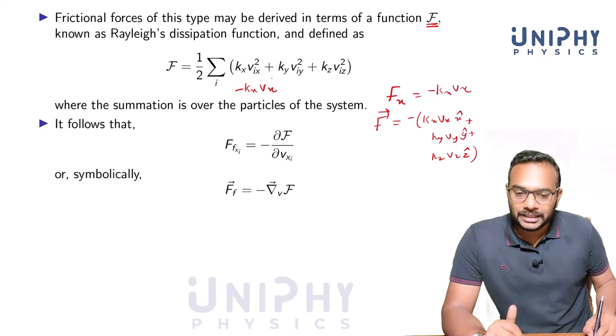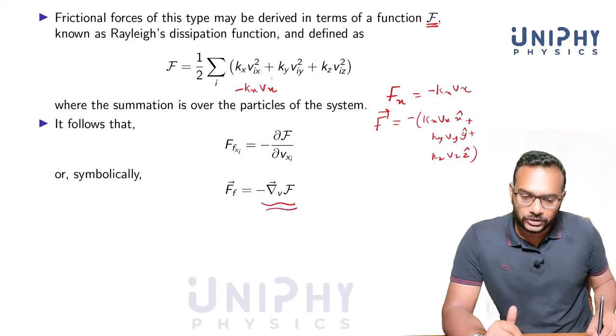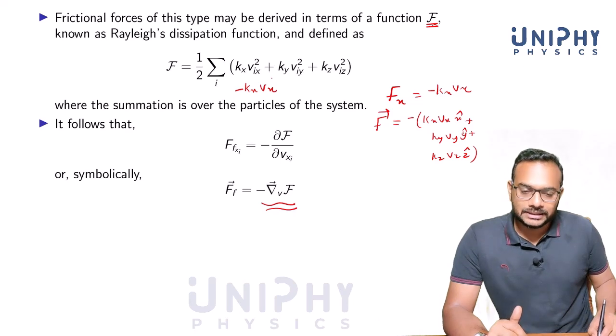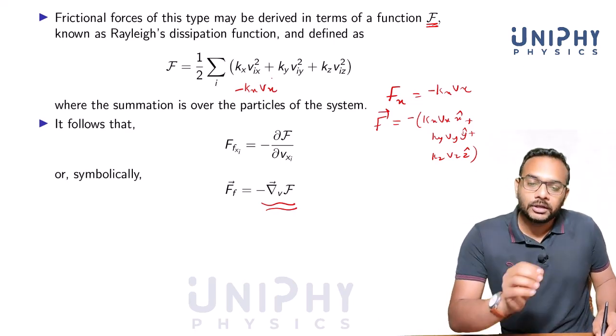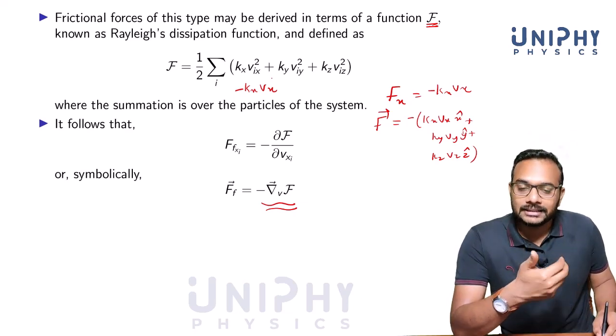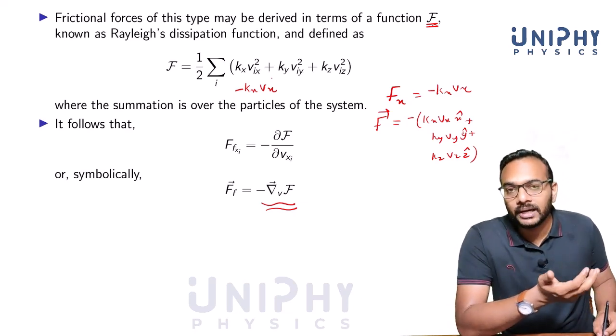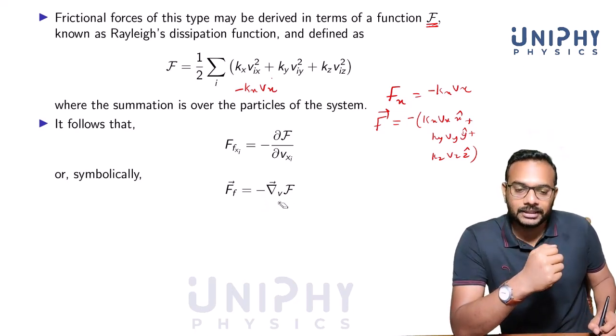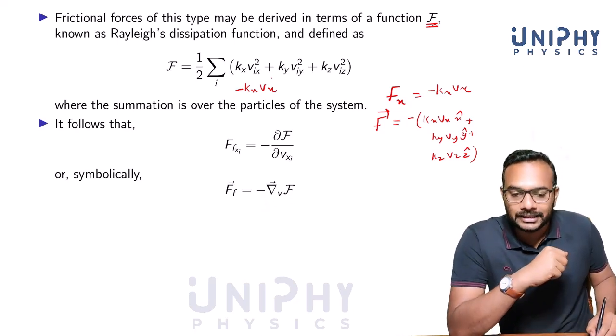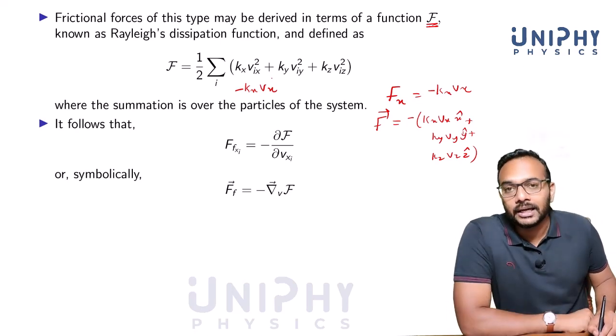Okay, so we can write it in this way. We denote a derivative which has three components. This is just one component. The y component would be dou f by dou vy, and the z component would be dou f by dou vz for the ith particle. Generally we can invent a new notation and write it as minus del vector f.